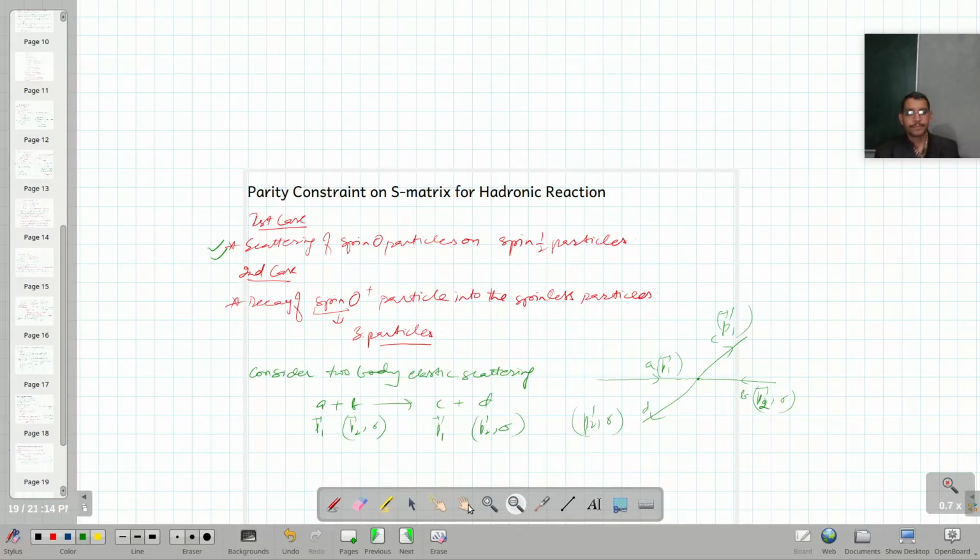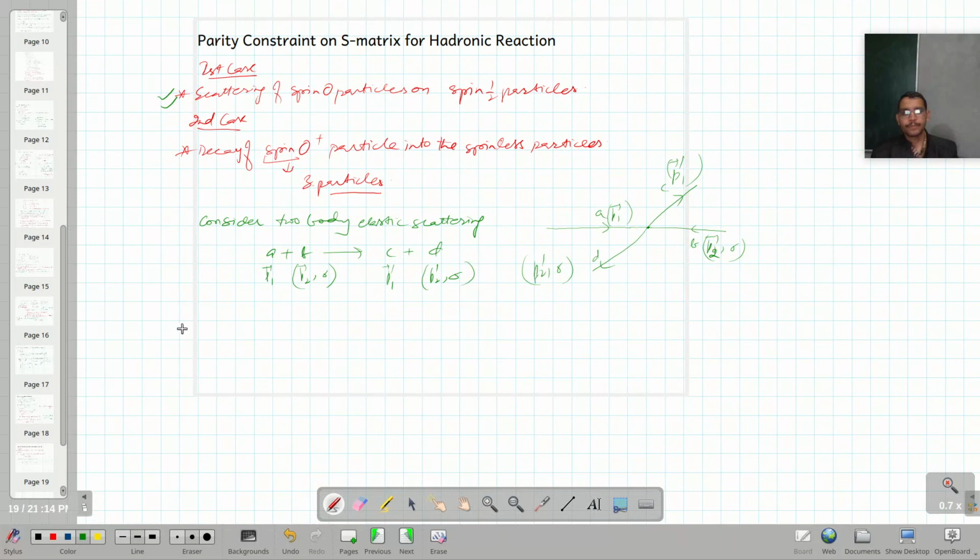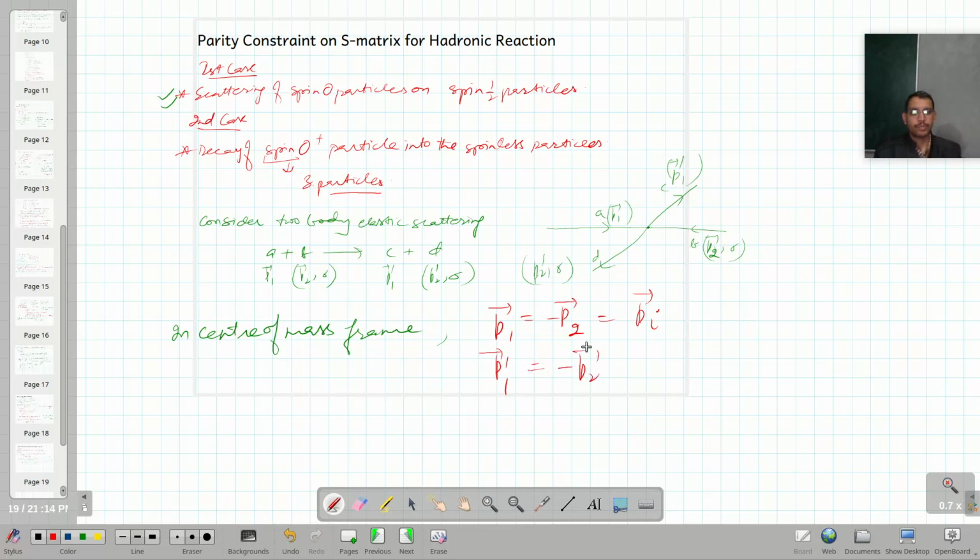So this is its simple diagram. And in center of mass frame, in that frame this P1 can be written as minus P2, and let us call it as a Pi vector, and similarly P1 prime is equal to minus P2 prime and is equal to PF, right? Let us call it as the PF. And for elastic scattering, Pi vector magnitude and PF vector magnitude must be equal to, say, P, right? That's what we have assumed here.